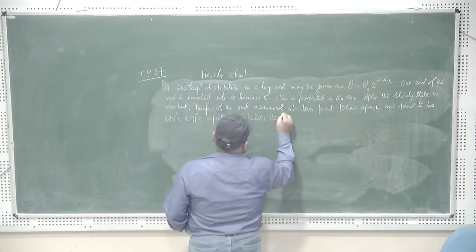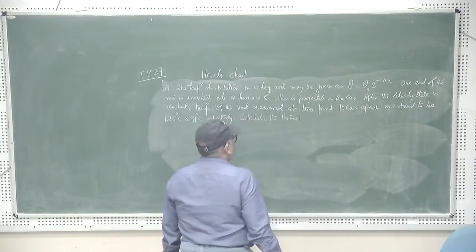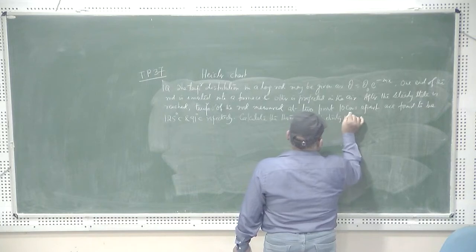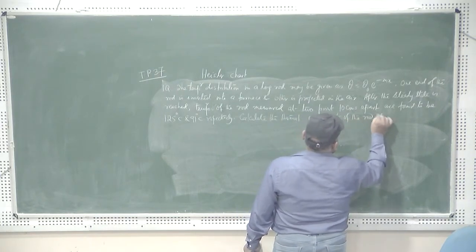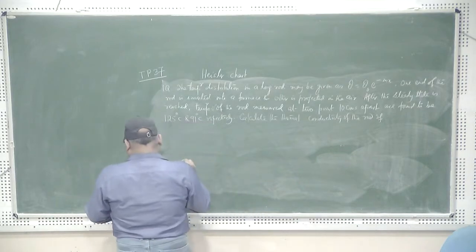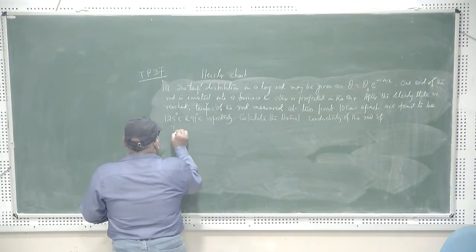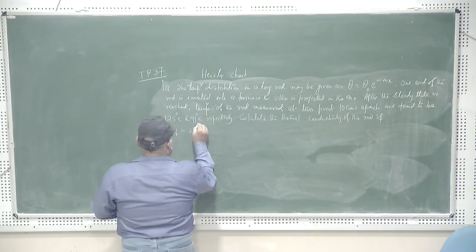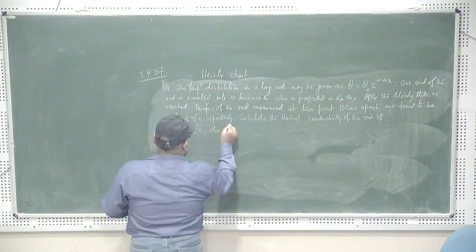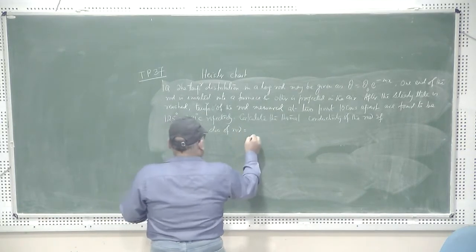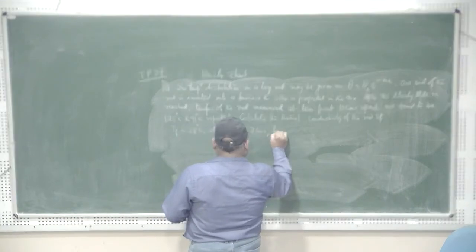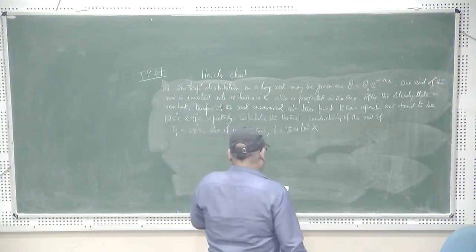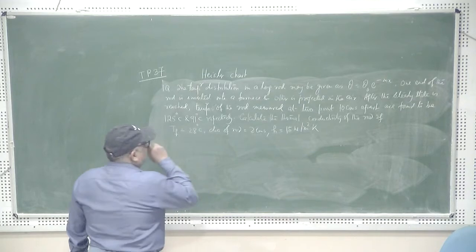if the temperature of the ambient air is 28 degrees centigrade, diameter of the rod is 2 centimeter, and convective heat transfer coefficient is 15 watt per meter square Kelvin. So let us try to proceed for the numerical.